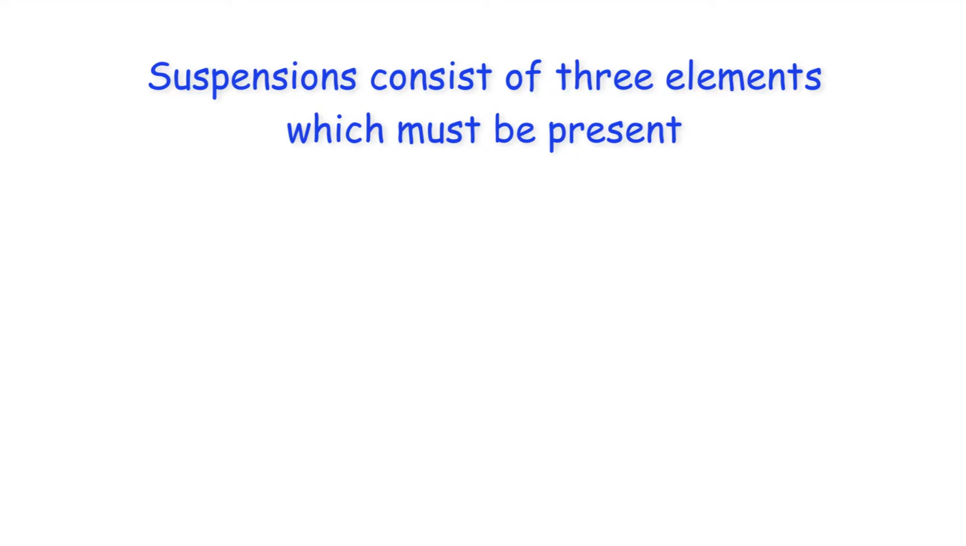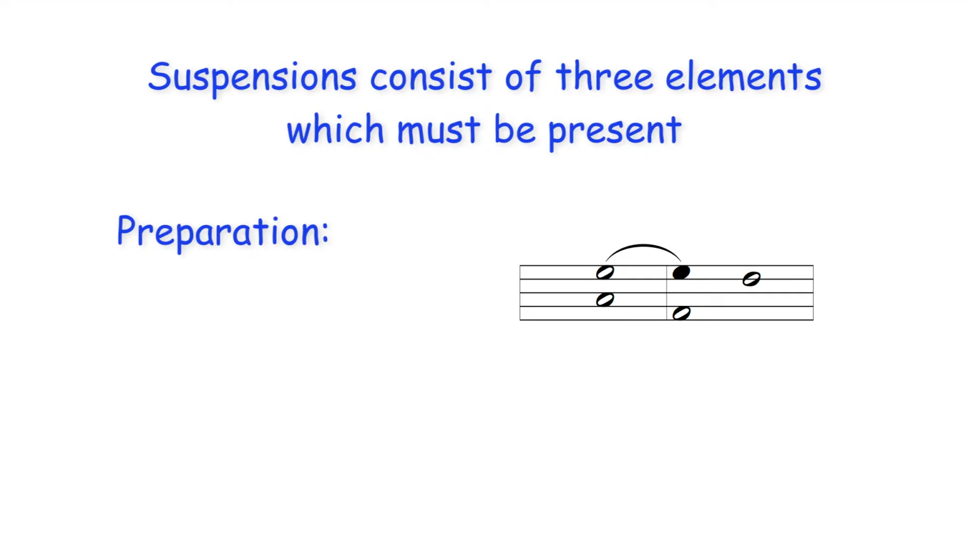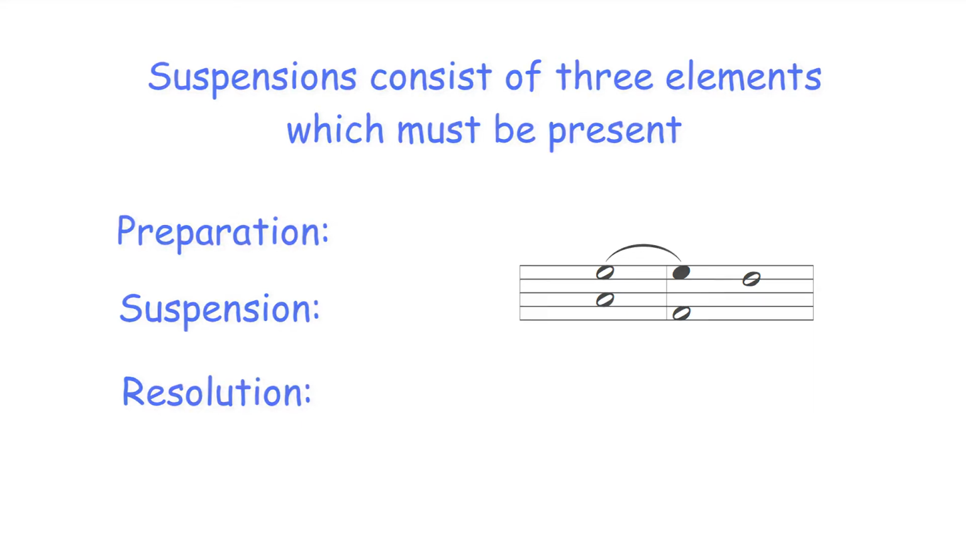Suspensions consist of three elements which must be present. The preparation, typically a harmony note, but may also be a non-harmony note, which is sustained to become dissonant with a note or notes of the following chord. The suspension itself is a sustained note, which is always dissonant, as it's not part of the chord of resolution. The suspension should be in a metrically stronger position than the resolution. And the resolution, a harmony note which typically lies either a tone or semitone beneath the suspended note, although occasionally upward resolving resolutions may occur.